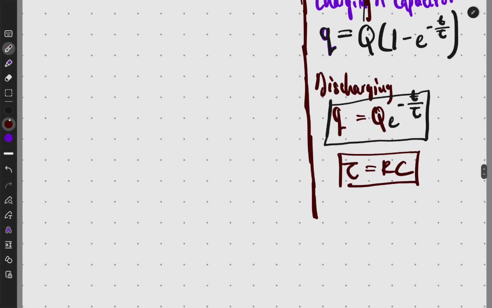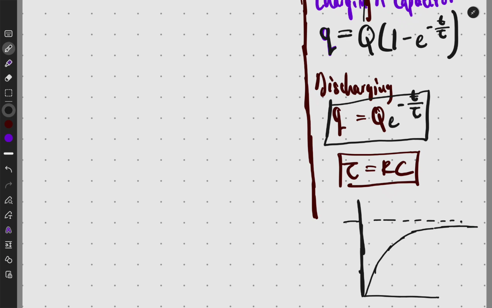If you want to put the graphs for charging and for discharging, for charging, the graph is going to be like this. Then it becomes flat like that. Here is going to be your maximum charge, which is Q equals CE. Then there's going to be one time here which is special, and that time is going to be tau.